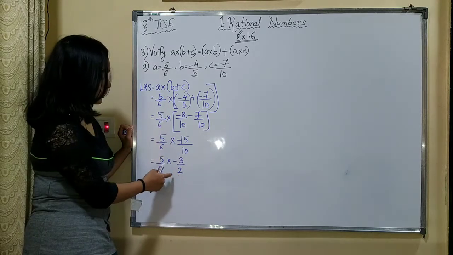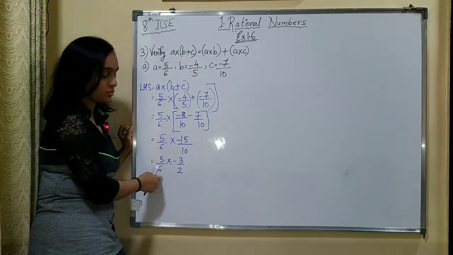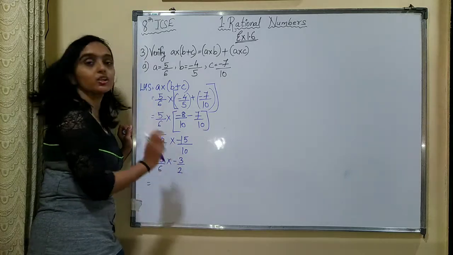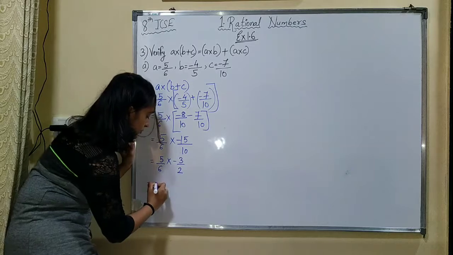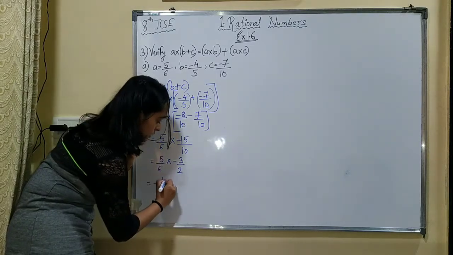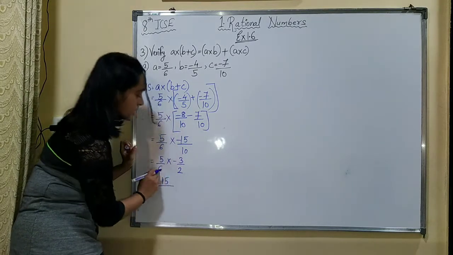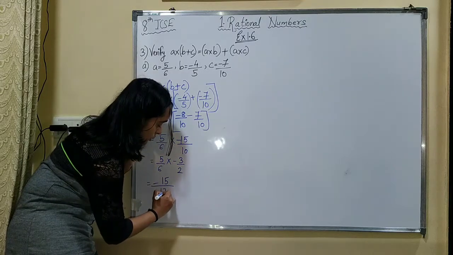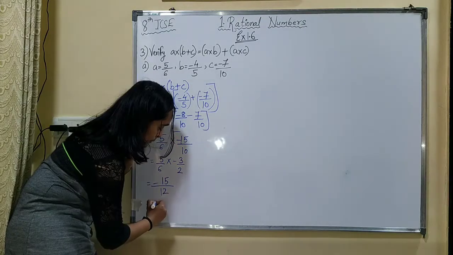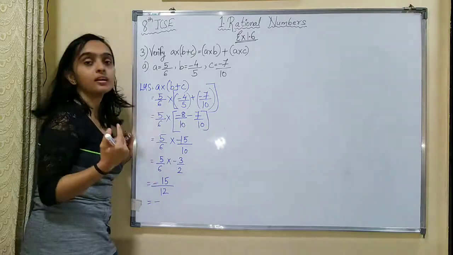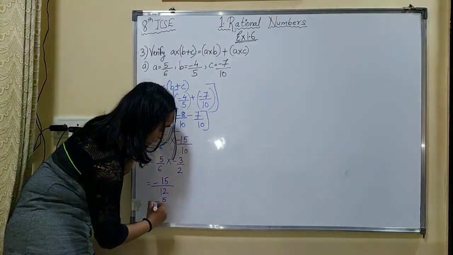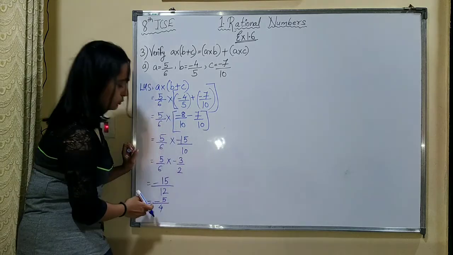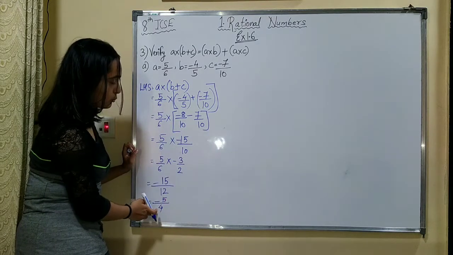Now for the product of the rational numbers, we have to just multiply numerator by numerator and denominator by denominator. So you will get 5 times 3 is 15. So 15 upon 6 times 2 is 12. And we can reduce it by dividing by 3. So 3 times 5 is 15 and 3 times 4 is 12. So your final answer will be minus 5 upon 4.